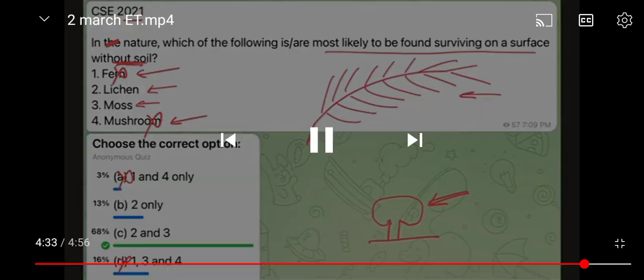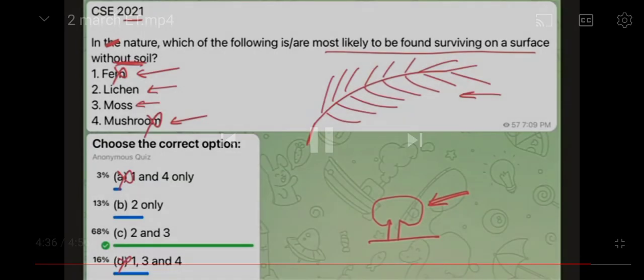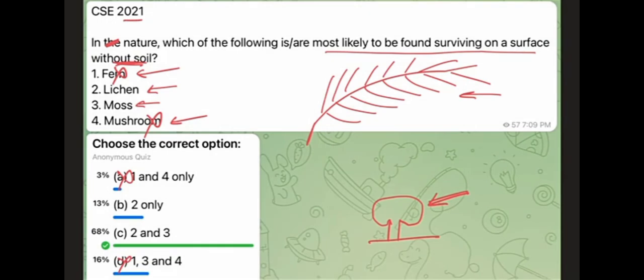And lichens and mosses, whenever you read about ecological succession, primary ecological succession in your books, lichens and mosses is a phrase which you will not skip. It's a very prominent phrase, lichens and mosses. So both of these will be the answer. The answer is Charlie.